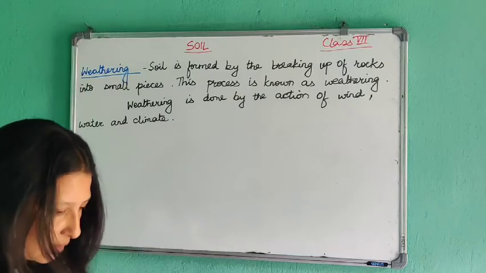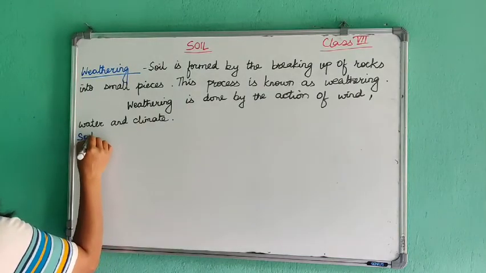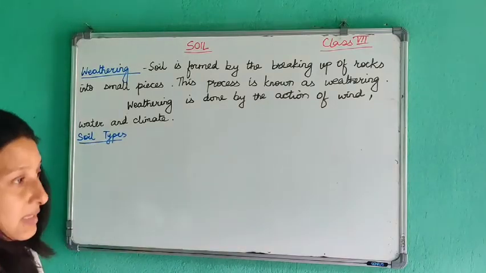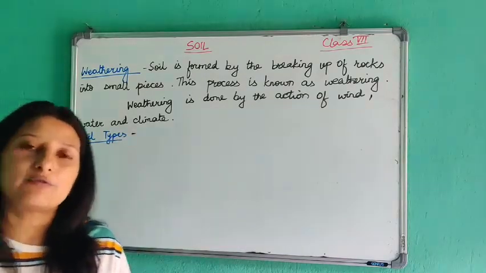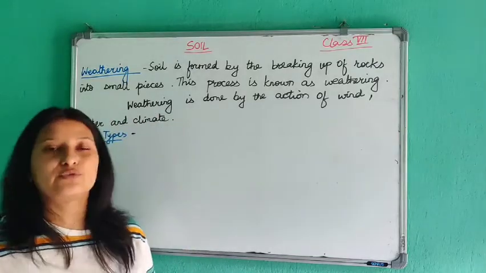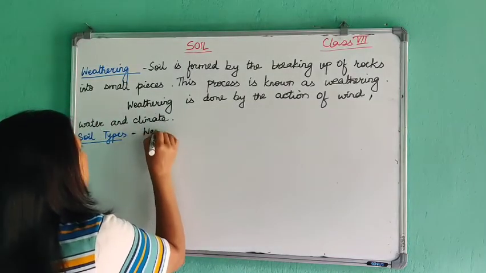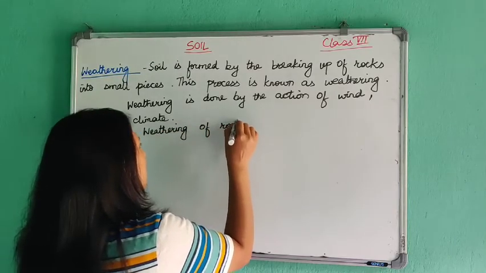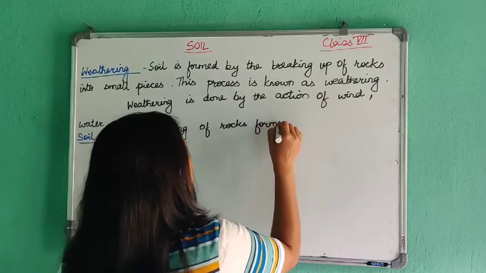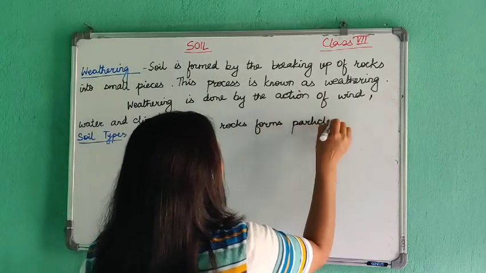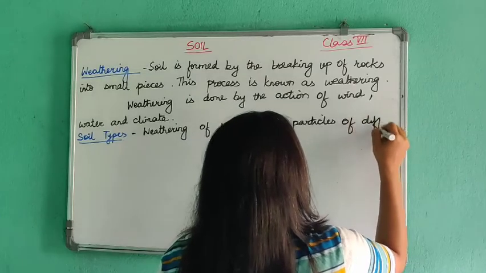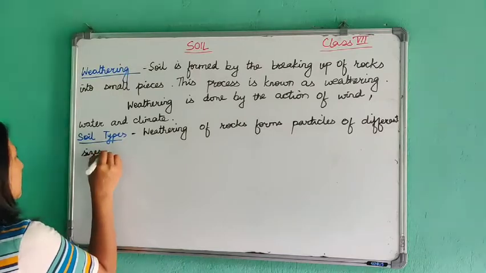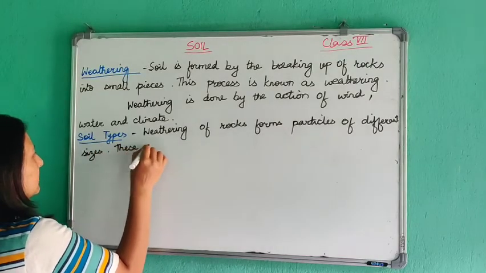Okay, now let us move on to another subtopic, that is soil types. When weathering of rocks takes place, different particles are formed. Different particles are formed. They have different sizes. Okay, weathering of rocks forms particles of different sizes. Okay, different sizes. These particles are sand and clay.